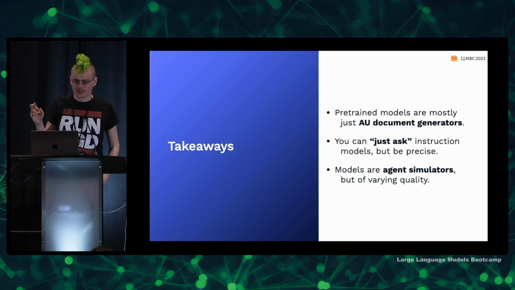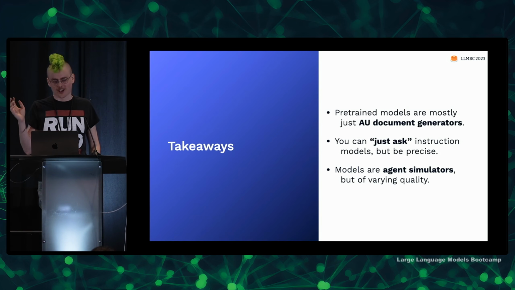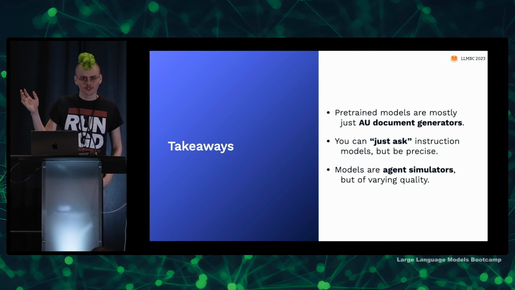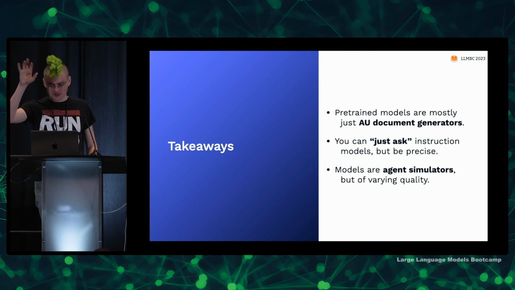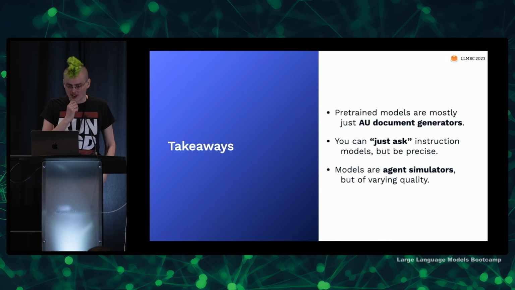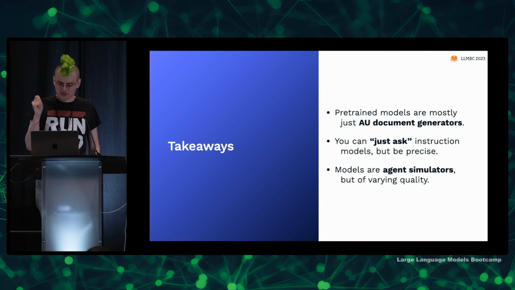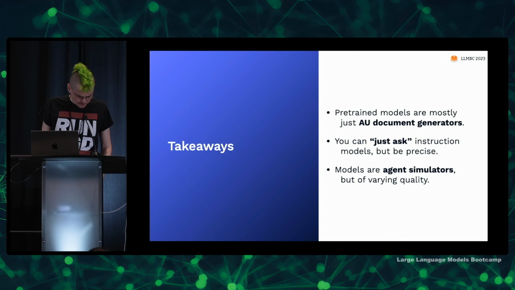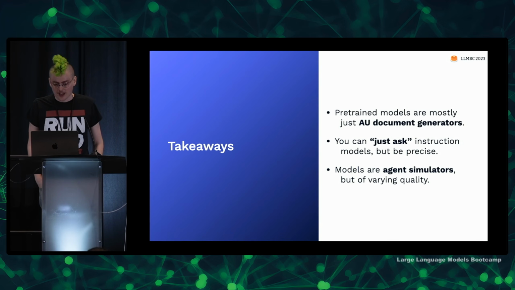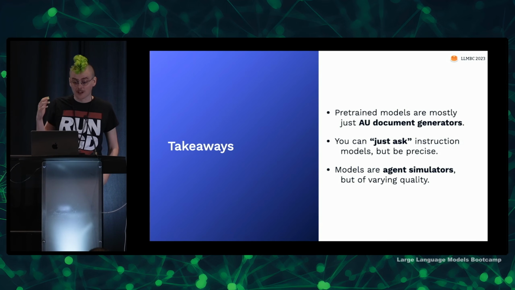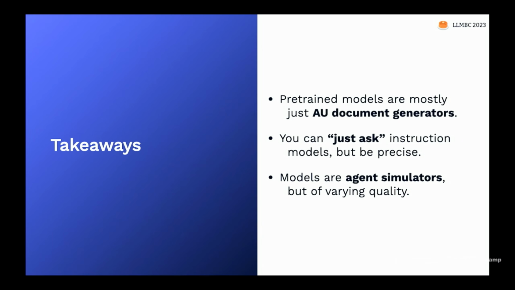So the takeaways in this section are that pre-trained models are mostly just alternate universe document generators, weightings of the universe of all possible documents. For instruction models, they will answer your wishes, but remember that you should be careful what you wish for. And lastly, all models can be agent simulators as part of something that they learn from language modeling, but their quality is going to vary depending on the agent and depending on the model.